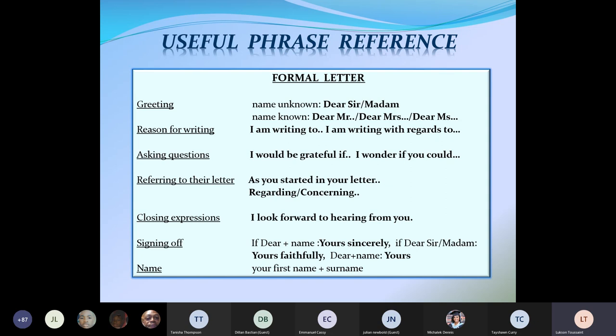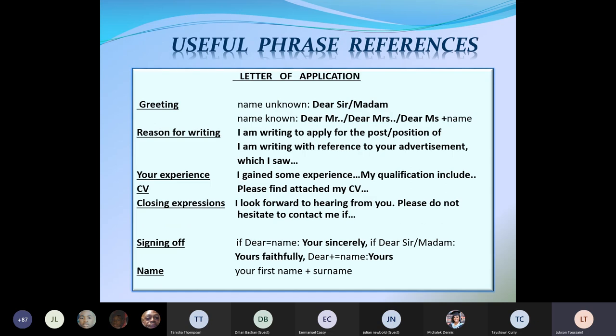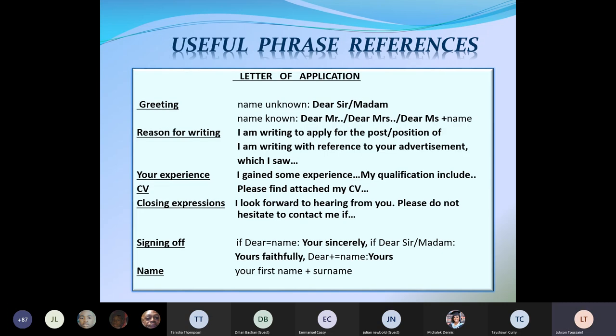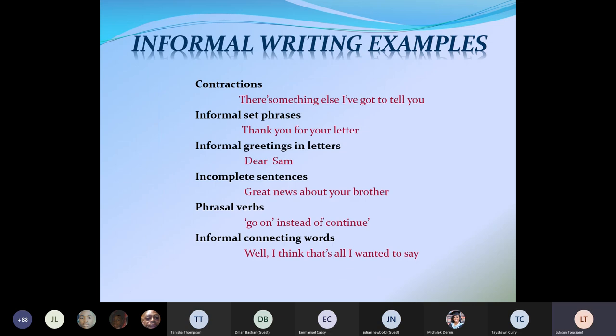So let's look at what we could move on and see. So definitely you see examples of what you would want to avoid.